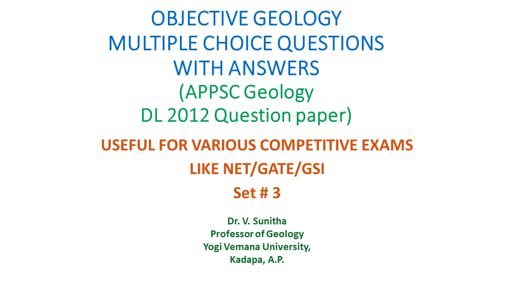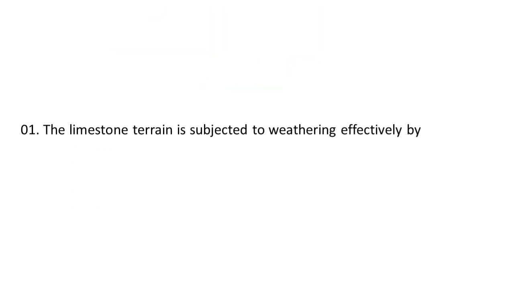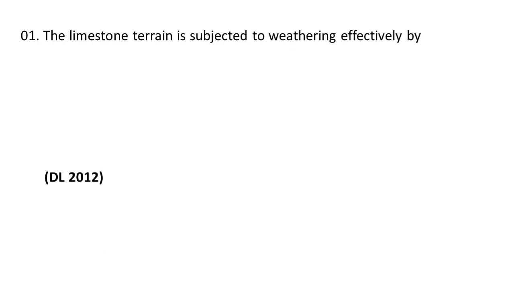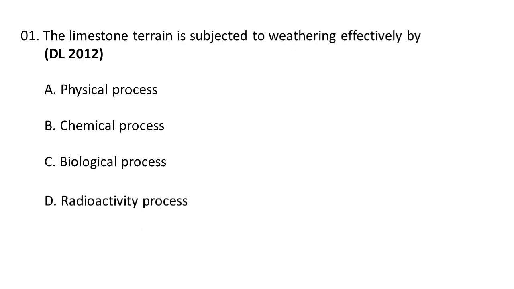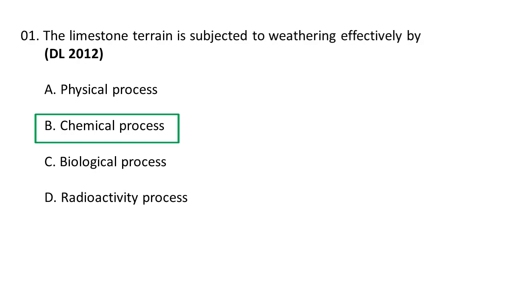Welcome to set 3. First question, the limestone terrain is subjected to weathering effectively by A. Physical process, B. Chemical process, C. Biological process and D. Radioactivity process. So the correct option is B. Chemical process. Limestone areas are predominantly affected by chemical weathering when rainwater, which contains a weak carbonic acid, reacts with limestone. So B. Chemical process is the correct option.